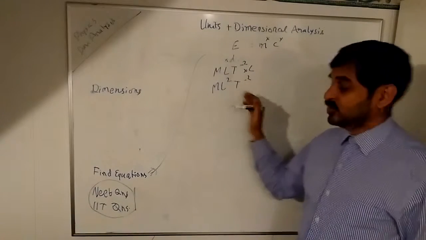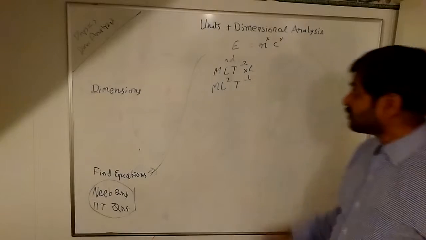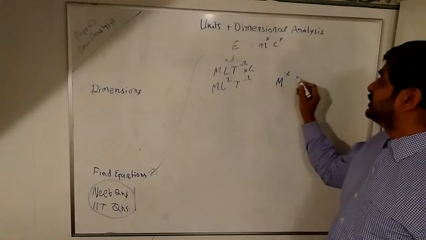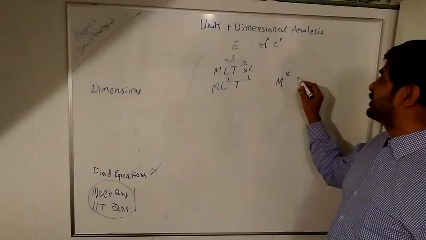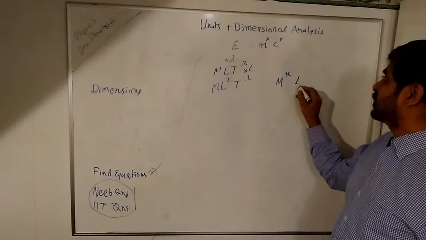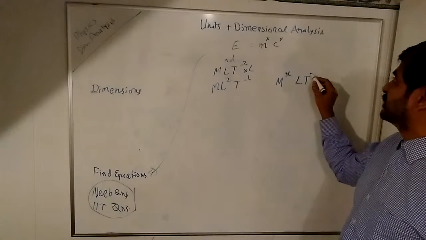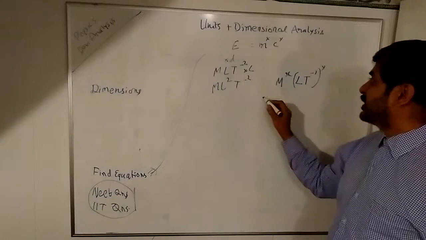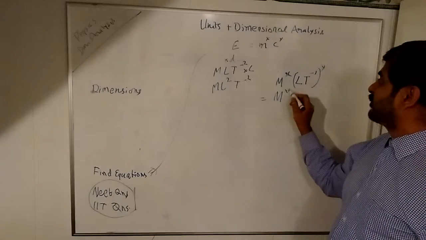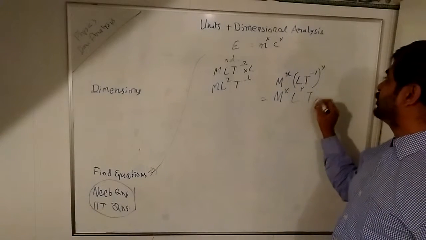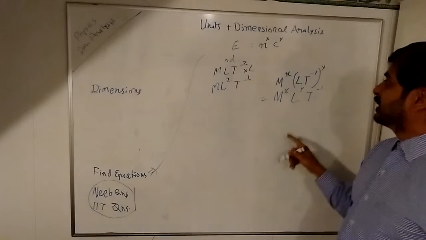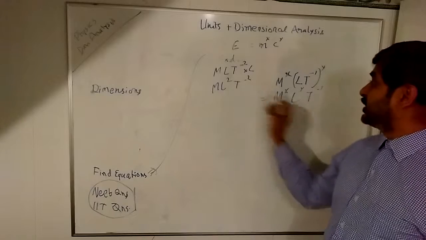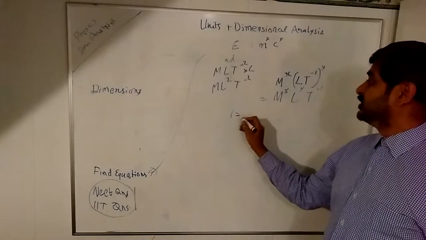So left hand side is done. Now the right hand side is mass to the power x, and c is the velocity of light, which is again a velocity, whether it's for light or something else, and we express it as L T to the power minus 1 whole to the power of y. And we can write it as M to the power of x, L to the power of y, T to the power of minus y. Now let us equate these two equations. M to the power 1 is here, M to the power x is here, so 1 is equal to x. We found the x.